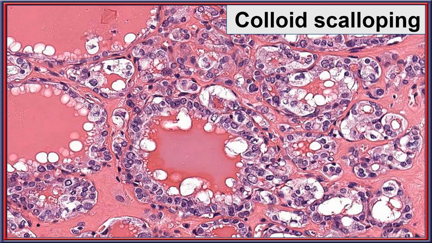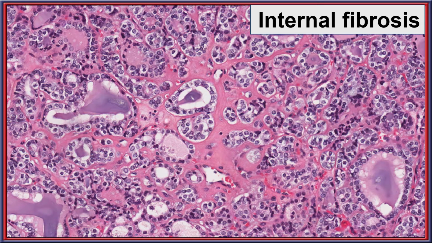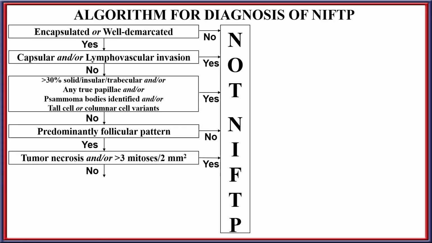An example of scalloping of the colloid, where there are bubbles or vacuoles in the colloid as they are immediately adjacent to the tumor. And then finally, you have areas here that show an interfollicular acellular eosinophilic fibrosis, which is so characteristic for this particular tumor category.